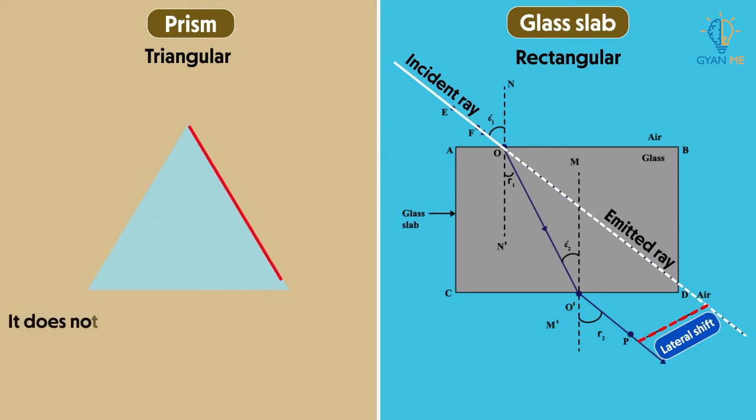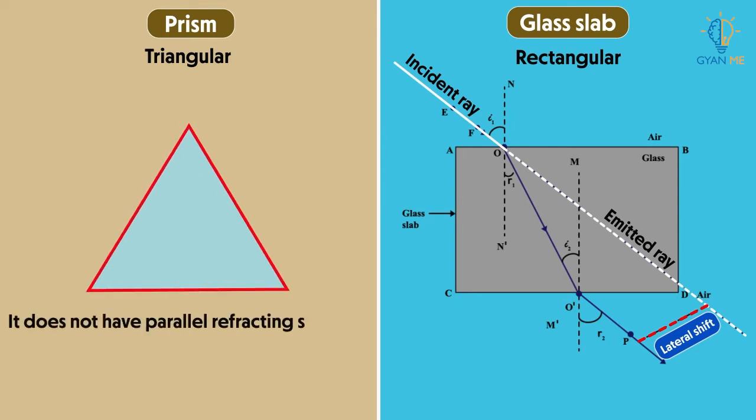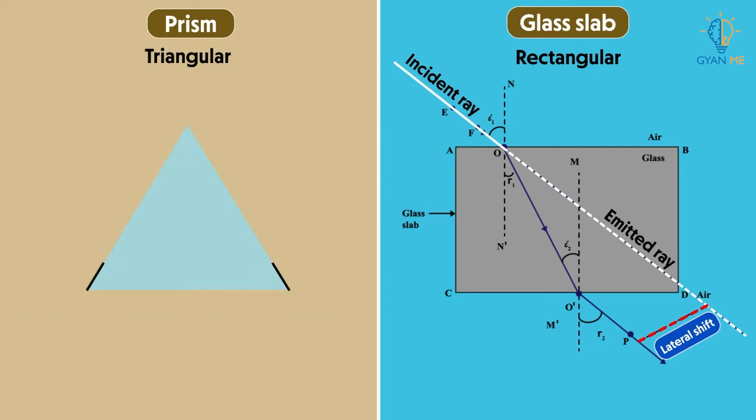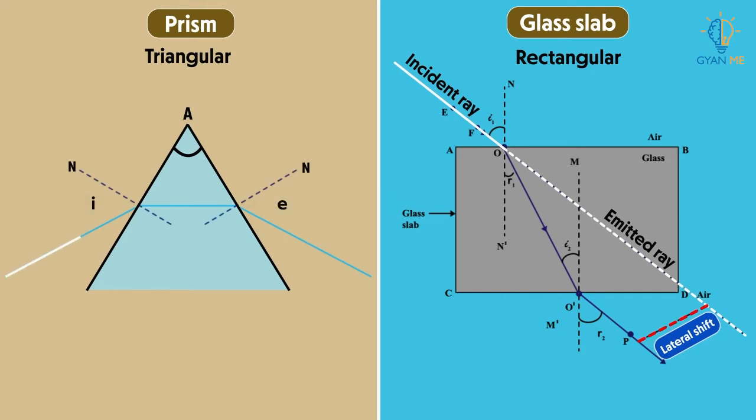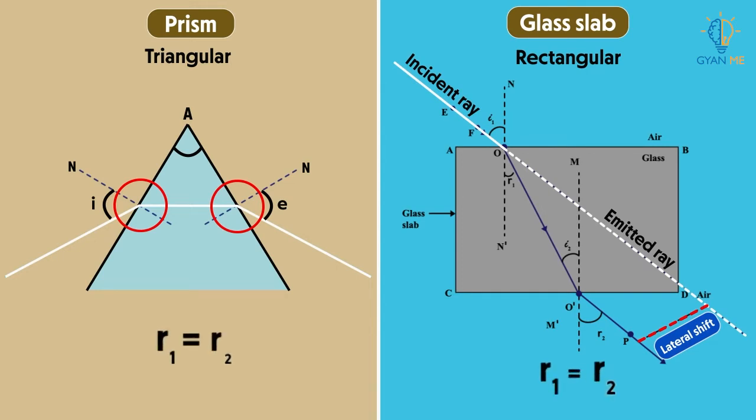It does not have parallel refracting surfaces. In fact, they are inclined to each other at an angle like this. In case of a prism, its two surfaces are inclined at a definite angle to each other, so that the ray of light is diverted at a definite angle by these two surfaces. Also, the two refractions do not cancel out each other, since the refraction at the first surface is not equal to the refraction at the second surface.